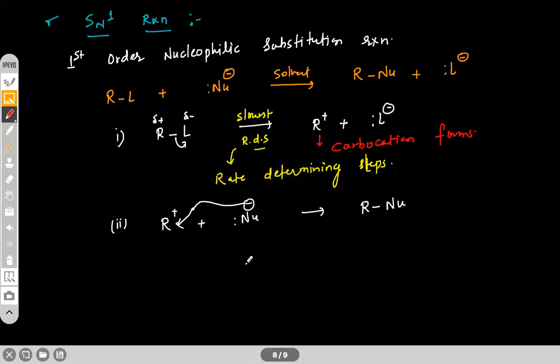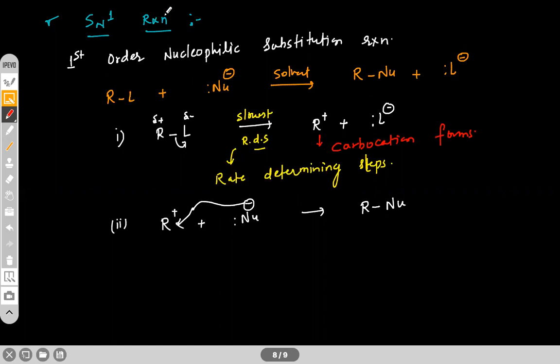Okay, how can it take H plus from this? If this is a good base, it will easily attack this R plus ion. This nucleophile won't wait for the carbocation to form. Once the partial charge develops, it will attack onto this, and the leaving group leaves.